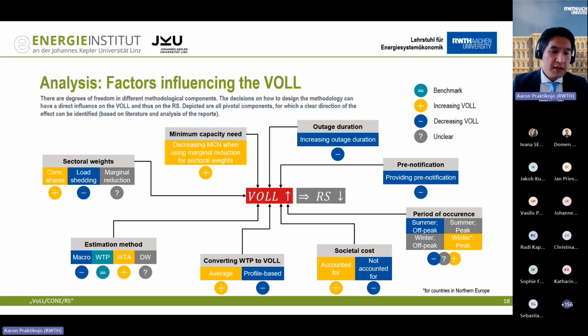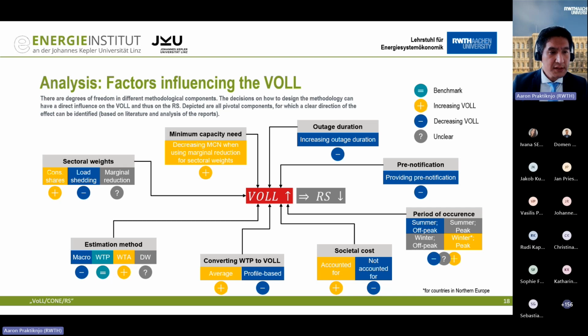Then there's another approach, the direct worth approach, asking the consumers how much their value of lost load is in their opinion. And here it's actually questionable whether this could be higher than the willingness to accept or lower than the willingness to pay. So this could be somewhere in between.